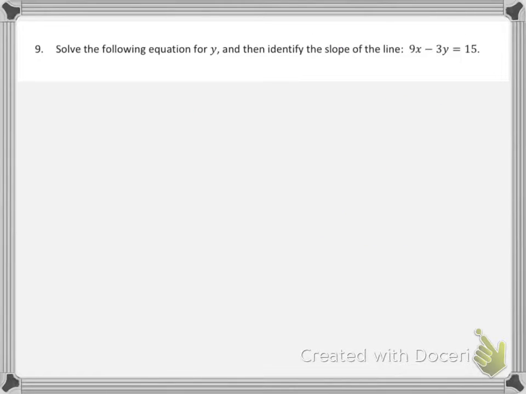Solve the following equation for y, and then identify the slope. Well, remember, slope-intercept form is y equals mx plus b. So in order for me to get this equation in slope-intercept form, I need to isolate the y. I need to get y all by itself. So that's what I'm going to set out to do. That's my goal. 9x minus 3y equals 15. So I'm going to try to get y all by itself.